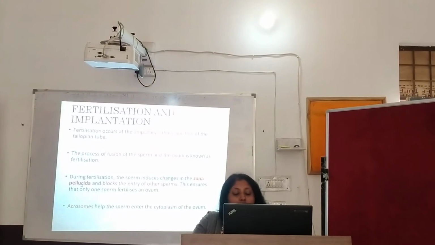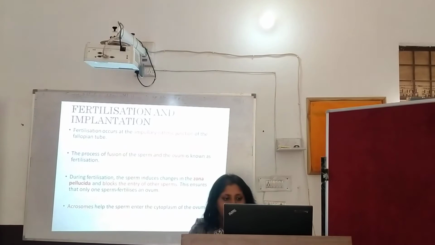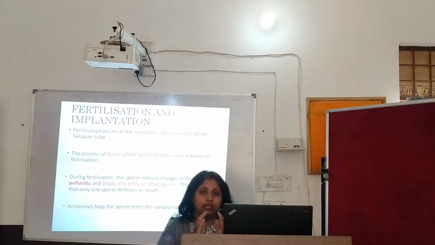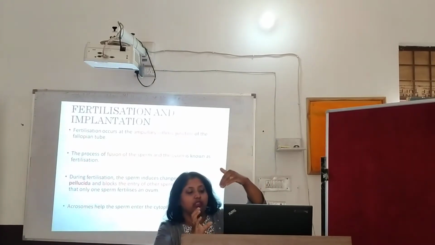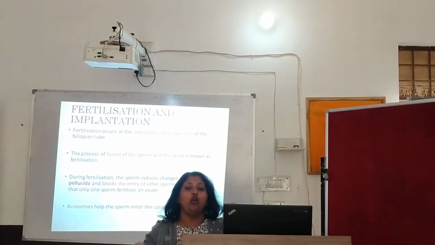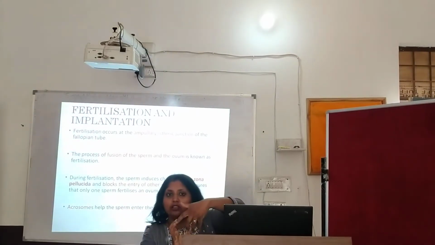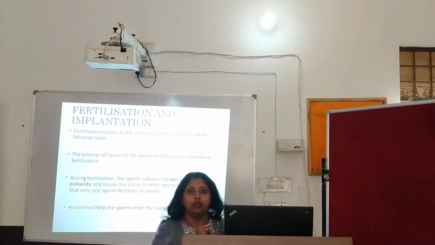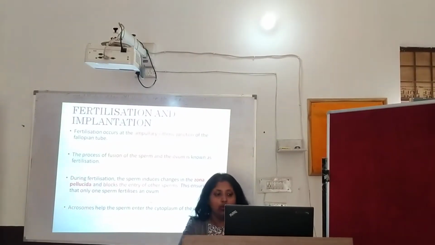During fertilization, the sperm induces changes in the zona pellucida and blocks the entry of other sperms. Like yesterday I told you, again here I am telling, once a sperm strikes the ovum, what happens? Changes occur in the zona pellucida layer, so that other sperms striking that ovum cannot enter. This ensures that only one sperm fertilizes the ovum.